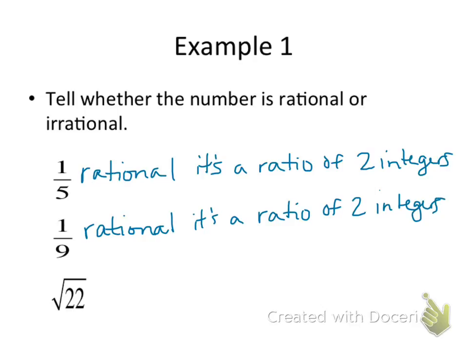The square root of 22, however, is irrational. If we try to simplify it, we cannot find any perfect square factors of 22. In fact, the factors are 1 times 22 and 2 times 11, so there's no further simplification that we could do. You can't write it as a ratio of two integers. No matter what you did, it would be a non-terminating, non-repeating decimal.